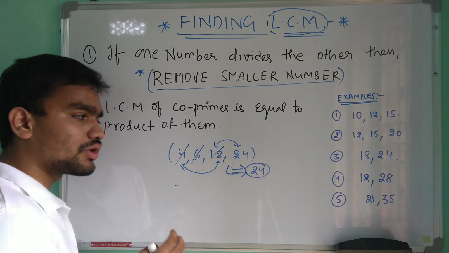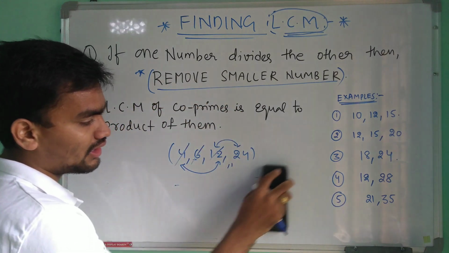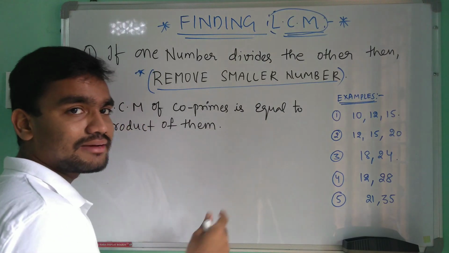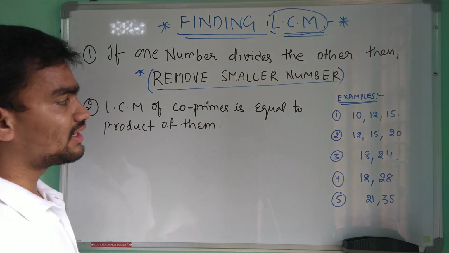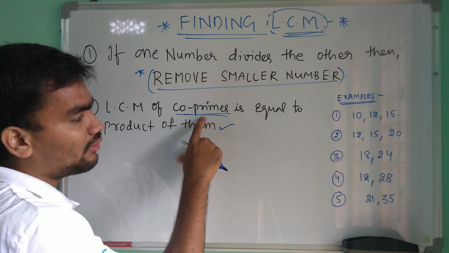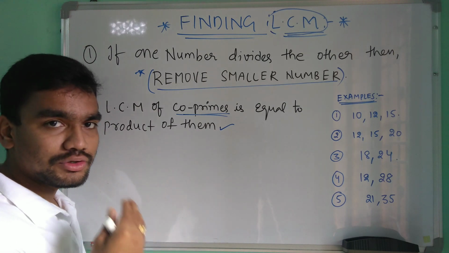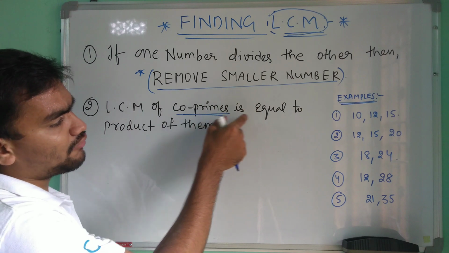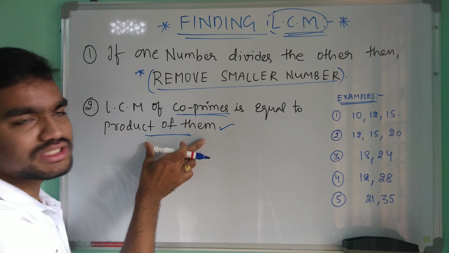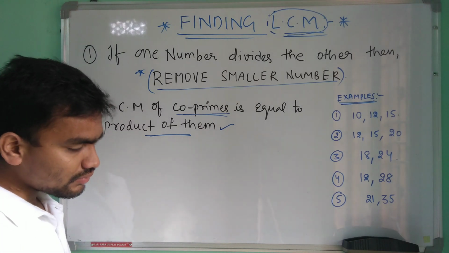This is one way to compute the LCM of any given numbers by using this rule, that is, remove the smaller number. Whereas if you recall, in finding the highest common factor, we remove the larger number. You can see those videos which I have done earlier. So the LCM of co-primes is equal to the product of them. I already explained what co-primes are, and I also told that the significance will come as we go further in the aptitude lectures. We will use this point while computing LCMs. I will take 5 examples in this video.